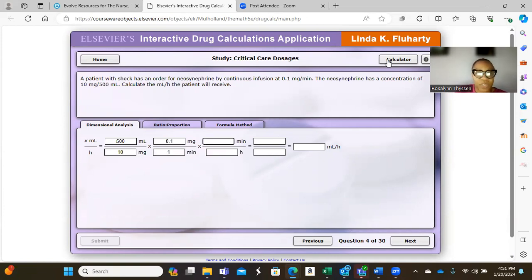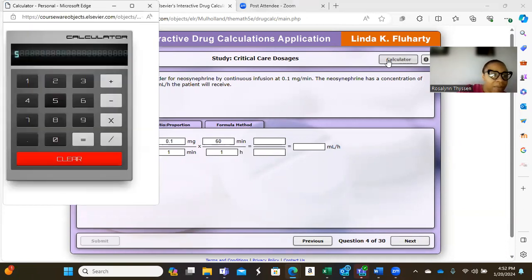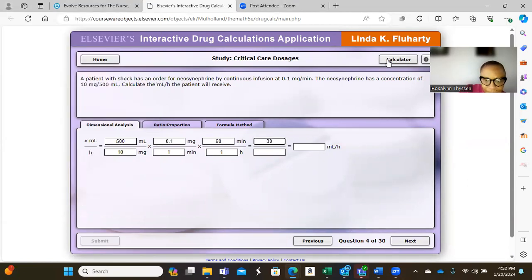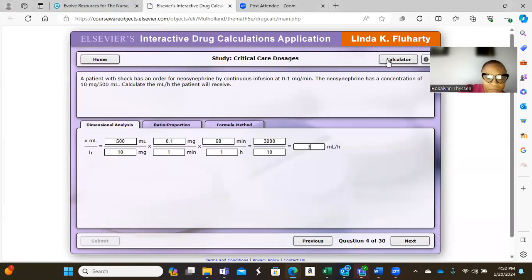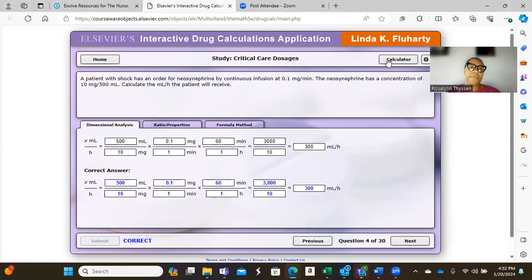So that means I need a conversion. 60 minutes is in 1 hour. All right, so minutes will cancel out, milligrams will cancel out. I'll be left with mils per hour. What I'm left with equals what I'm looking for, then I set it up correctly. So I can do my math. 500 times 0.1 times 60 equals 3,000. And then 10 times 1 is 10. Then we do 3,000 divided by 10. That would give me 300 mils per hour. Right?